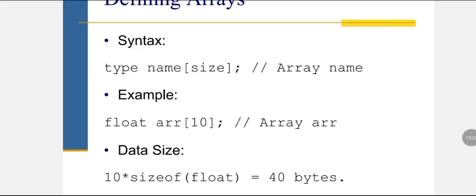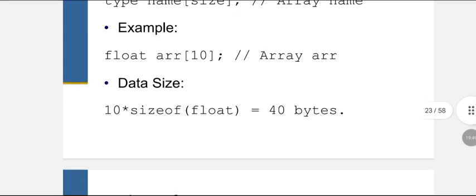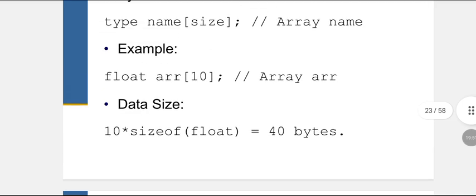So you can see the float data type, and then the array, then the amount of values you want to store inside the data type or the variable. Then you can see the array. Then we have the data size.